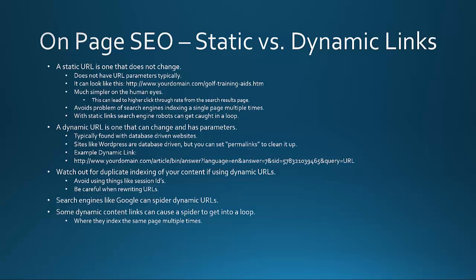So they'll index the same page multiple times instead of actually getting out of that loop and then going around and finding the other pages on your site. And that's why you could run into a problem where you have maybe 150 pages of content or 150 products or whatever the case might be, and only 50 of them are showing up. Maybe only a third of them are showing up. That could be caused from a dynamic link issue. It makes it difficult to index the rest of your site if you do get caught in that loop.